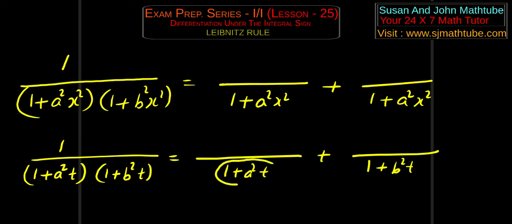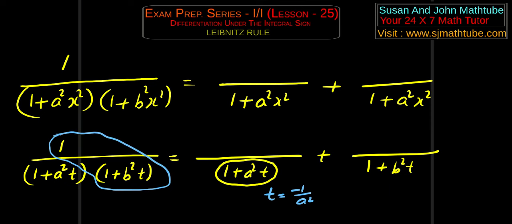So tell me, when will this vanish? For what value of t? t should be equal to minus 1 by a square. Now I substitute that everywhere other than this, and I get 1 by 1 minus b square by a square. Take LCM, flip it, you get a square by a square minus b square. If you want, you can write it here, but I prefer to write the answer here.